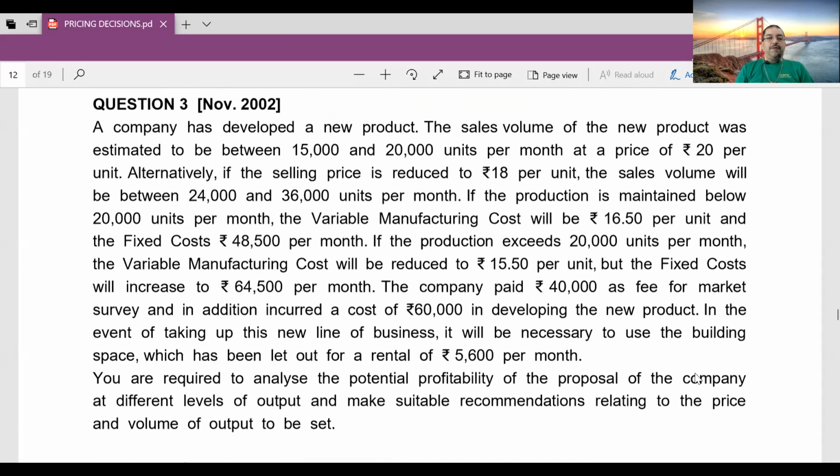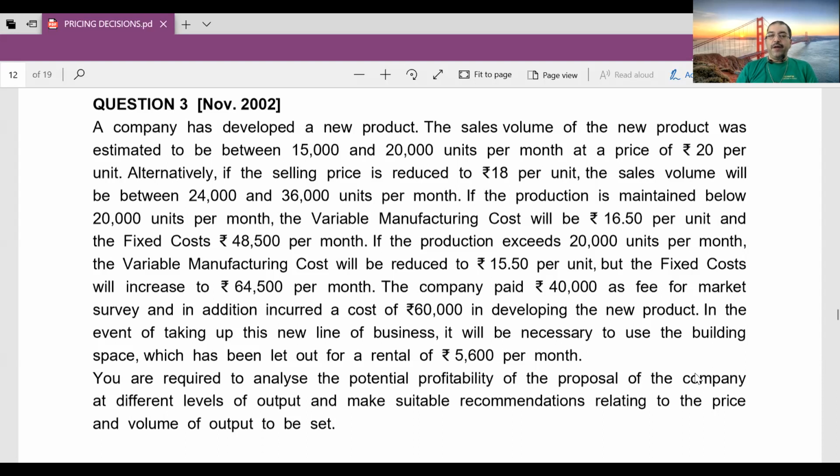A company has developed a new product. Sales volume of the new product was estimated to be between 15 and 20,000 units per month at a price of 20 rupees per unit. Alternatively, if the selling price is reduced to 18 rupees per unit, the sales volume will be between 24 and 36,000.